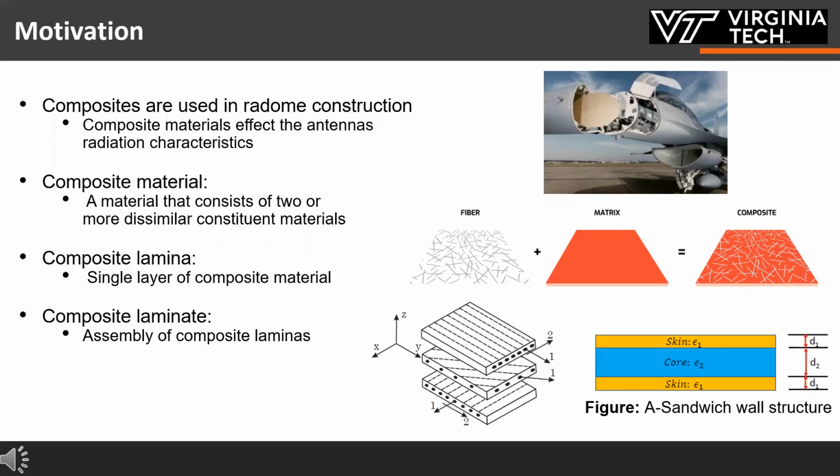The middle figure shows a combination of a fiber and a matrix to form a composite material. The bottom left figure shows a laminate construction consisting of three separate laminas stacked together, and the right figure shows a sandwich structure, which is a commonly used structure for radomes.